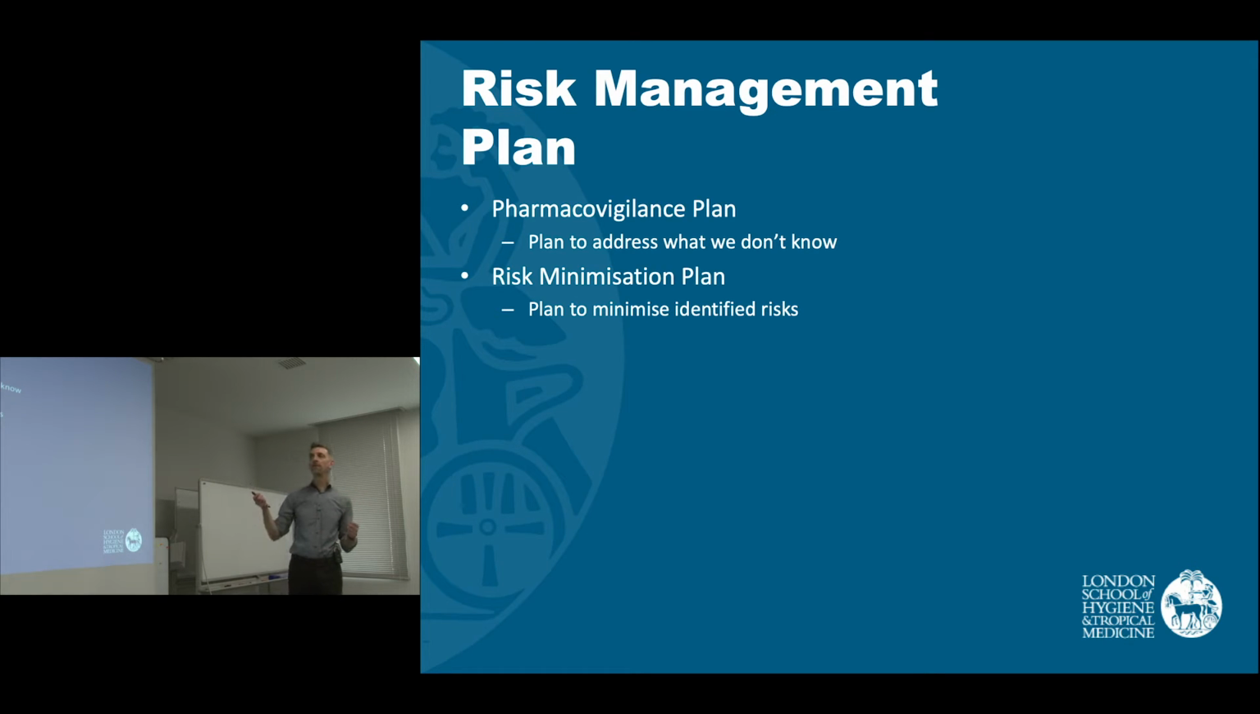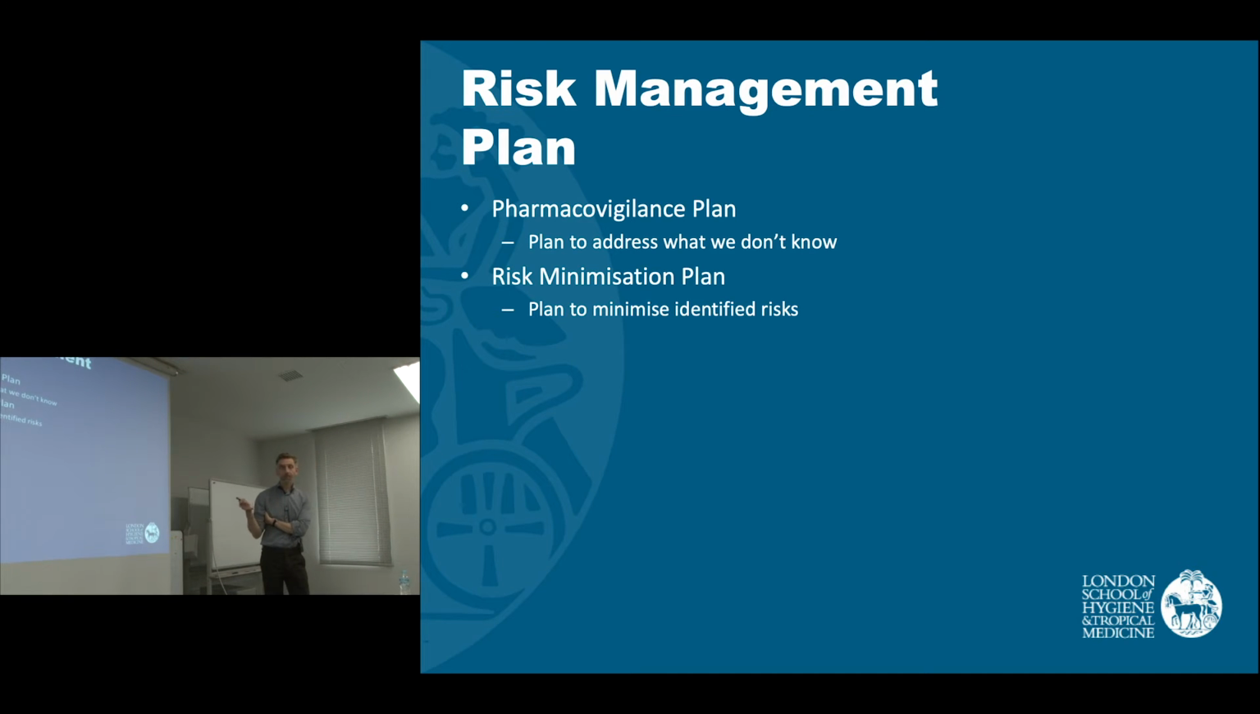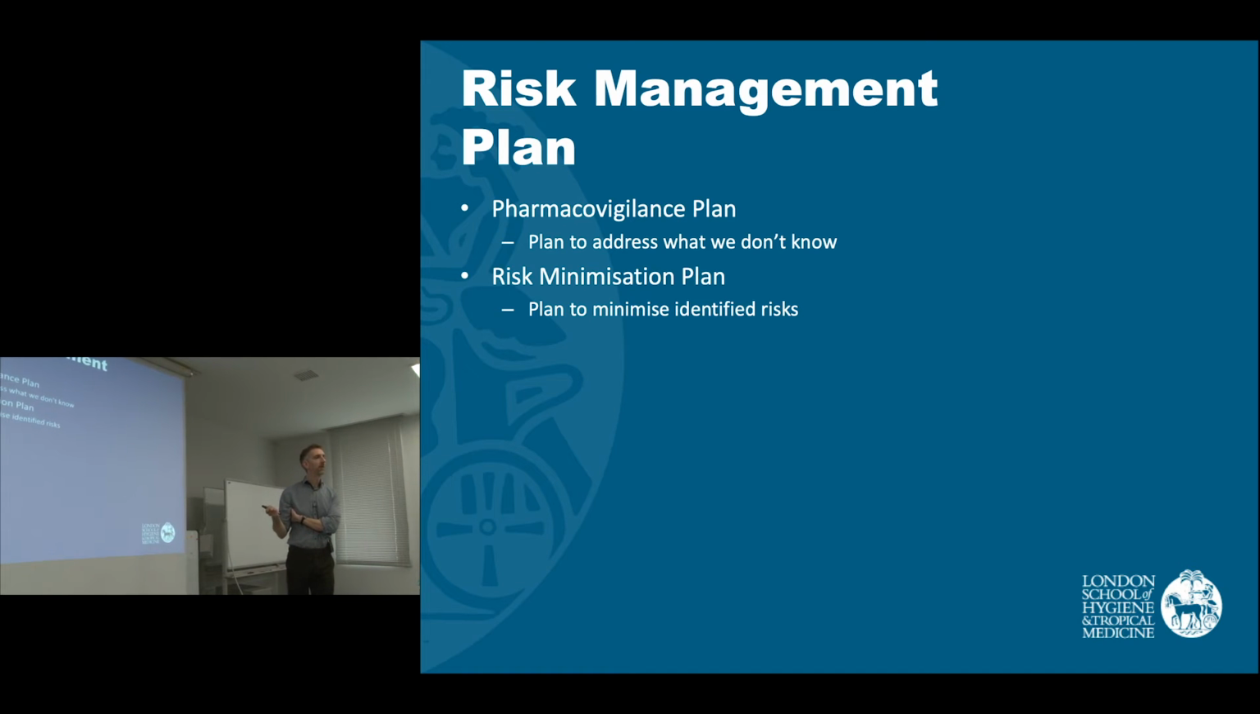And then remember, the pharmacovigilance plan is where we say how we will address what we don't know, so how we will investigate safety outcomes further, and the risk minimization plan is how we will minimize those risks in future use. Okay?